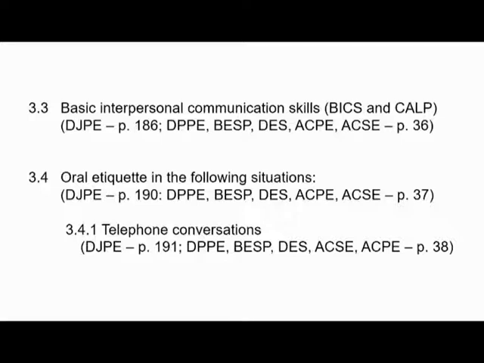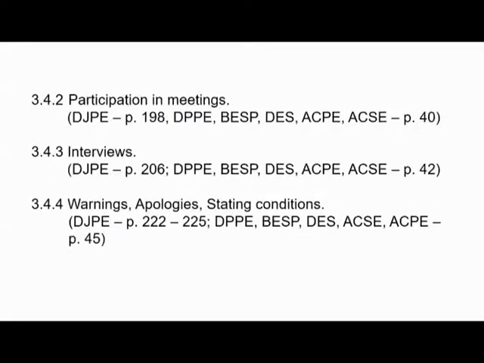The oral etiquette for the DJPE students is on page 190, while the other students may get it on page 37 in their study guides. And how do you answer a telephone? All your telephone conversations are very important, as you know. So DJPE students can find it on page 191, and the DPPE, BSP, DES, DSE, ACSE, and ACPE will find it on page 38.